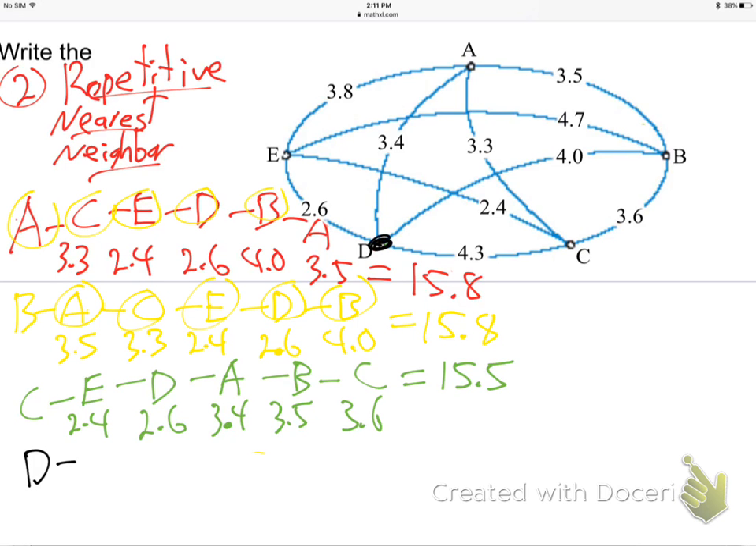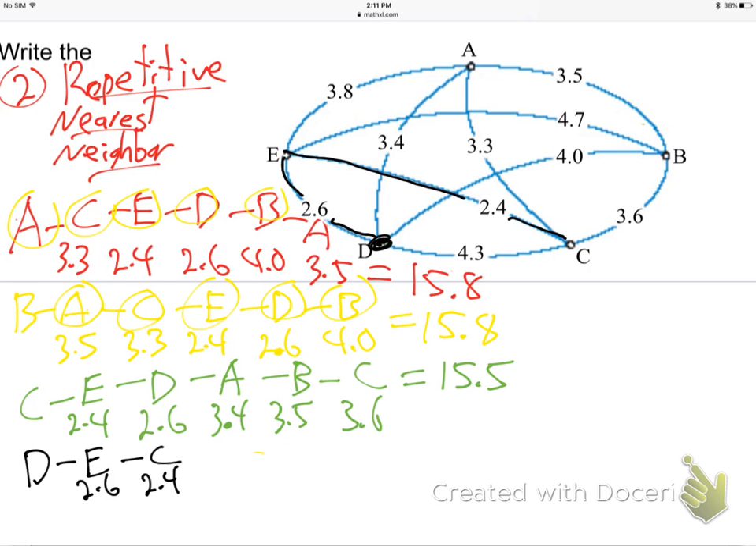It's pretty tedious, this nearest neighbor. This is the longest of the methods. Now do the nearest neighbor starting at D. If I start at D, who's my nearest neighbor? Who's the lowest number from D? E. D to E, 2.6. And then from E, at 2.4 to C.